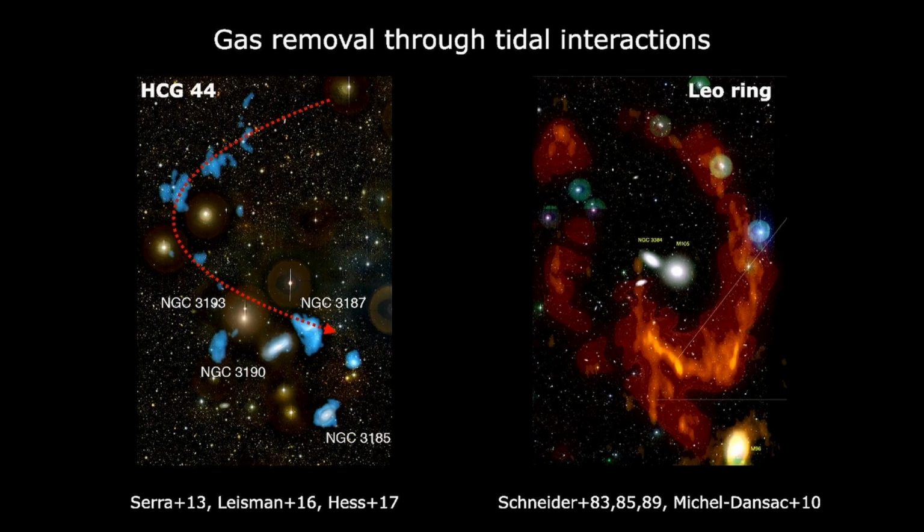And the idea here is that the galaxy lost up to a third of its HI mass over the course of about a gigayear because of an interaction with the tidal field of the galaxy group as a whole.